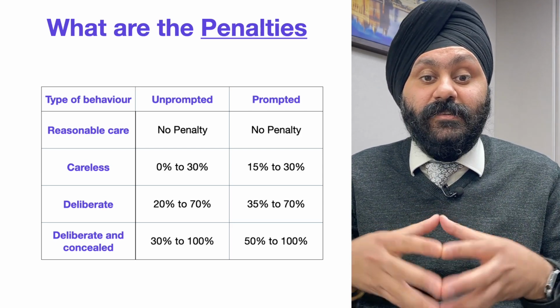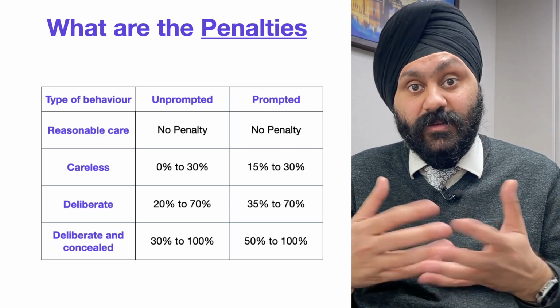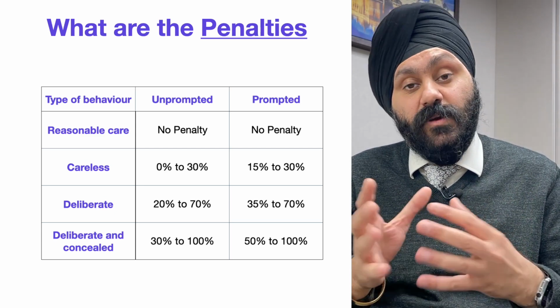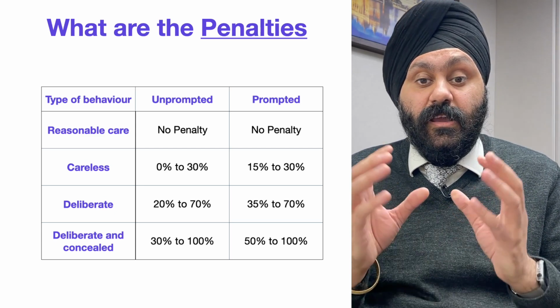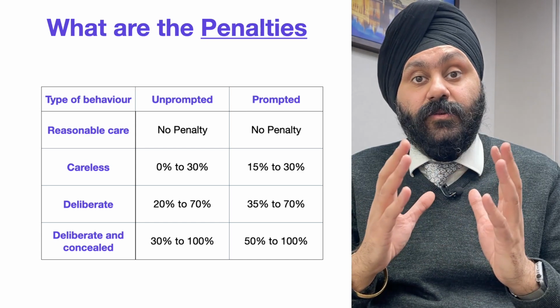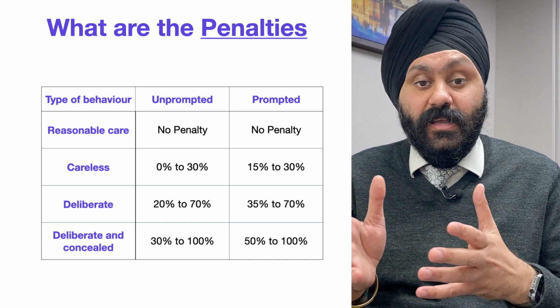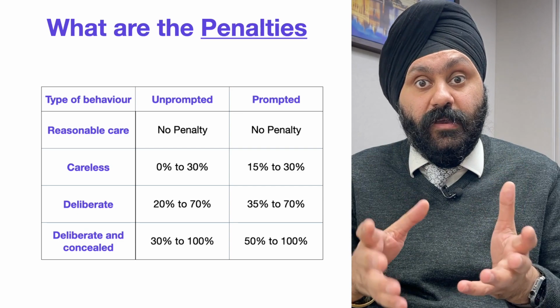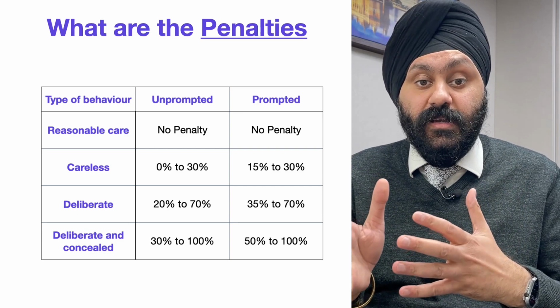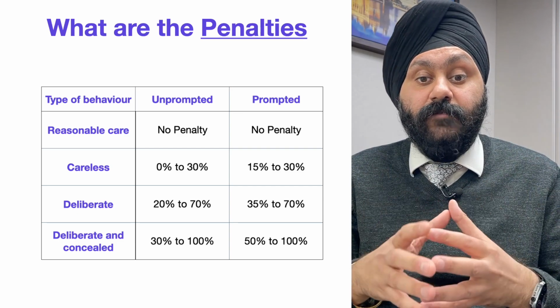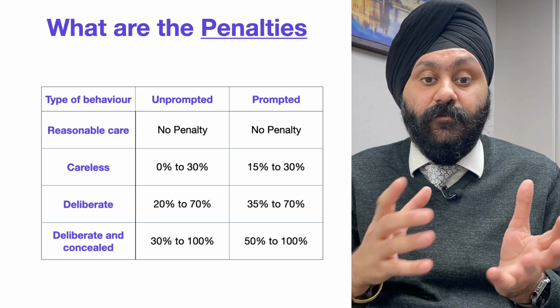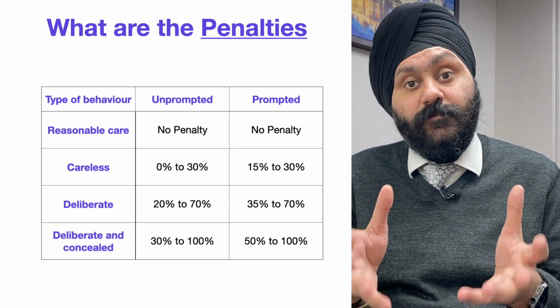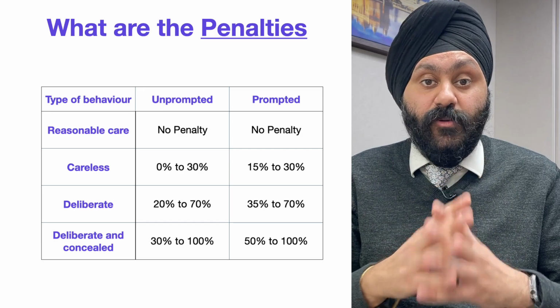And if your case is deliberate and concealed, where you try to conceal something, then it's 30% to 100%. Likewise, if you are prompted and you have taken reasonable care, then no penalty. If you are careless, then 50 to 30%. And if you're deliberate, 35 to 70%. And under prompted, if you're deliberate and concealed, then 50 to 100%. These are the penalties which will be applied.